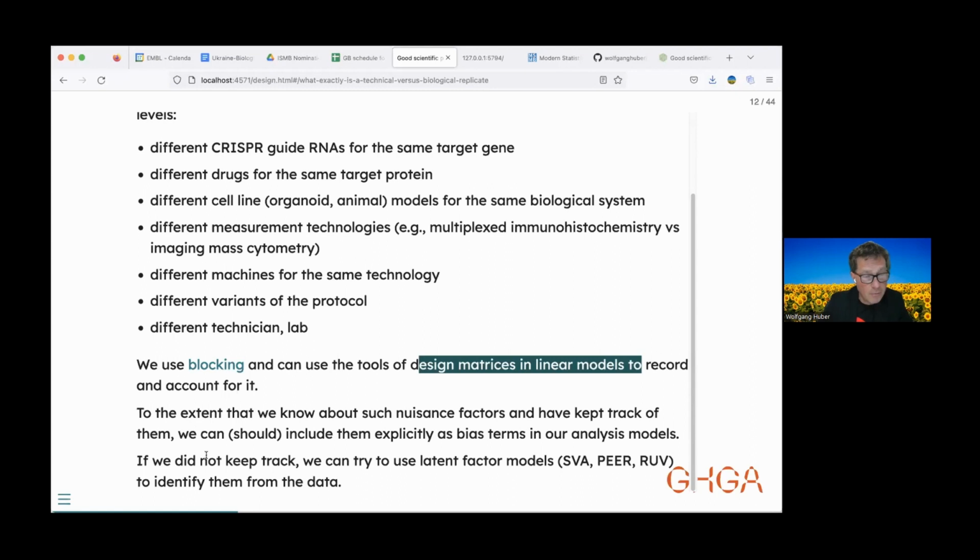Sometimes we did not keep track of all of such different factors, and in high throughput data we often have the luxury, or are in a good situation, that we may be able to use latent factor models such as SVA or PEER or RUV, that can identify what we call batch effects back from the data, because we have so many different features. For instance, in RNA-seq or in imaging, we have a lot of very high dimensional data, and may be able to estimate back some of these factors, even if we lost track of them.